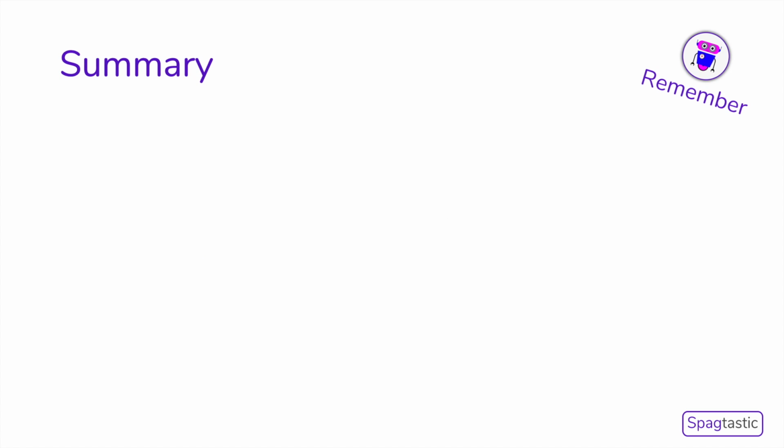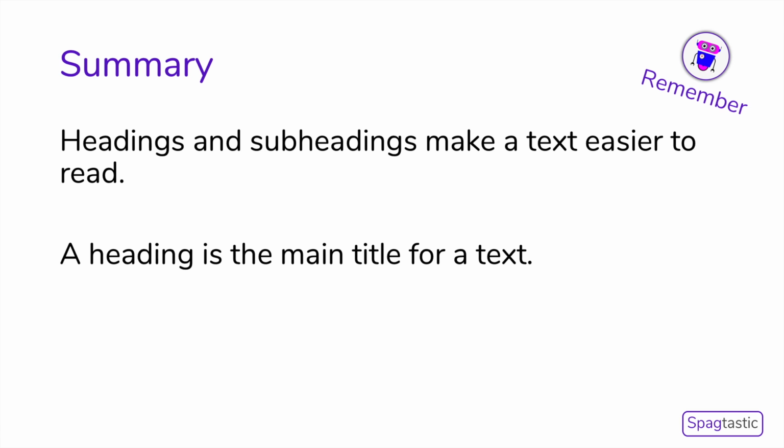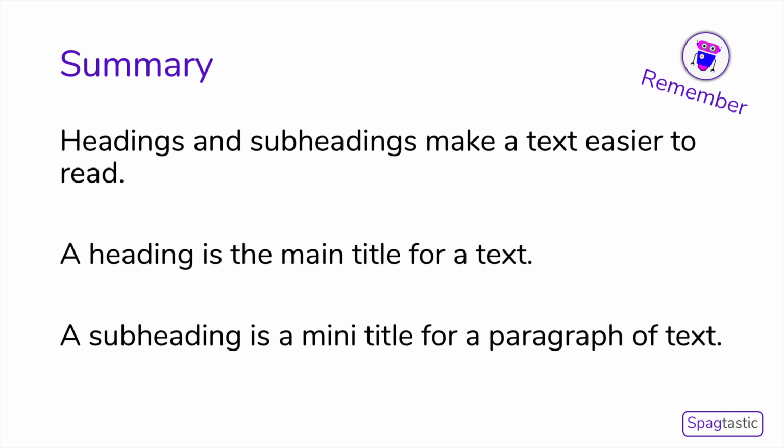Here is a summary of the learning in this lesson. Headings and subheadings make a text easier to read. A heading is the main title for a text, and it tells the reader what the whole text is about. A subheading is a mini title for a paragraph of text, and it tells the reader what that paragraph is about.